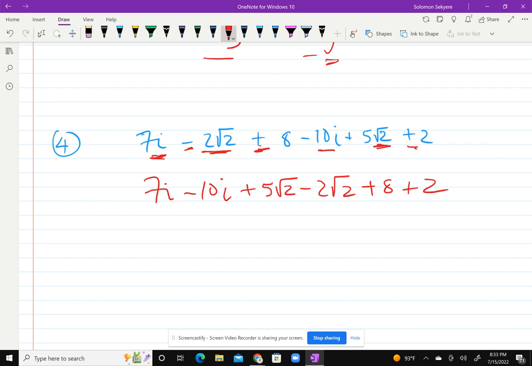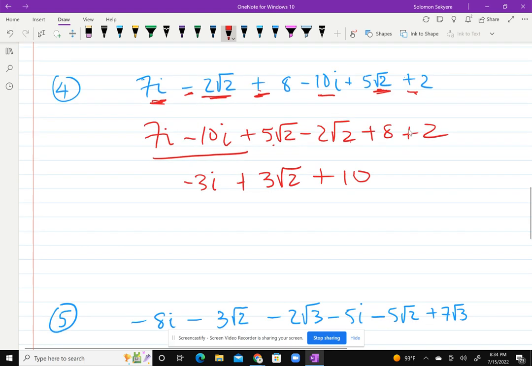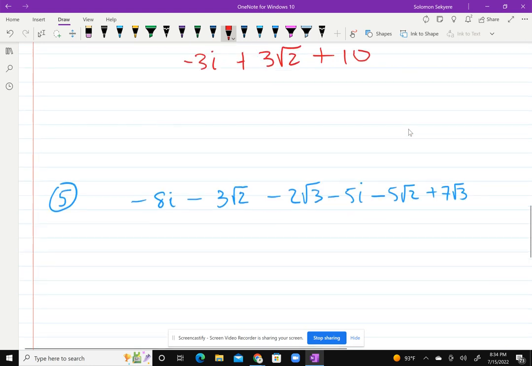Okay, I've grouped my like terms. Now, what is 7 minus 10? That's negative 3i. Plus 5 root 2 minus 2 of them will be 3 root 2, plus 10. When I get to this point, there are no like terms. I'm done. Don't do anything to this. Okay, there are no more like terms. You're done. How about here? What are you going to do?